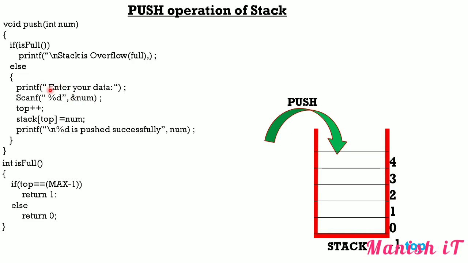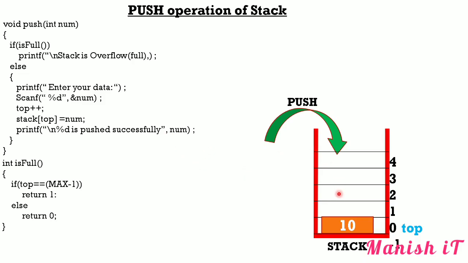It means you simply give a message to the user, enter your data. On the screen it prints enter your data, and the user enters some value that is stored in num. After that value is entered, we first increment our top position, then store that number into the stack. Suppose the user entered 10, then our top is pointing to 0 and 10 is stored in our stack.